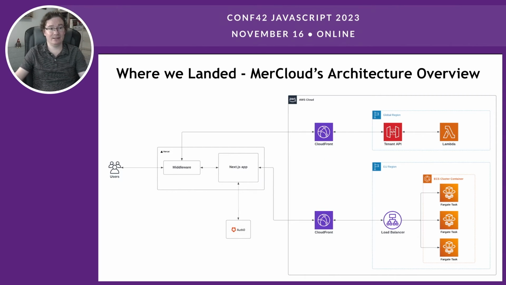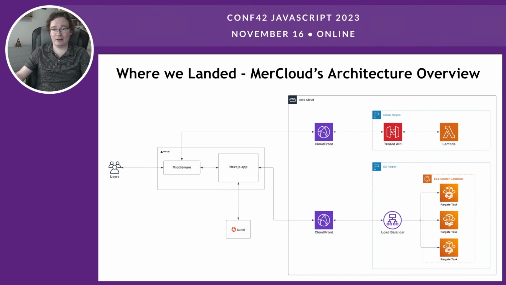And where we landed. So this is a high overview of our architecture today. So you can see that the front end is hosted on the Vercel infrastructure, where we handle, we didn't cover on this talk, but we handle authentication with Auth0. And the middleware talks to our API. On the backend, we have everything hosted on AWS.